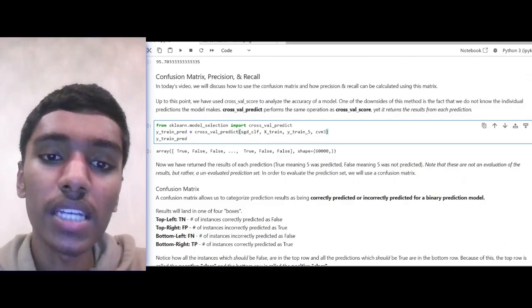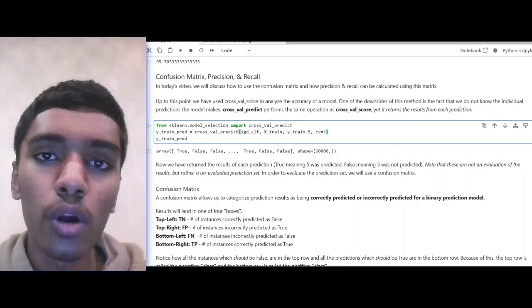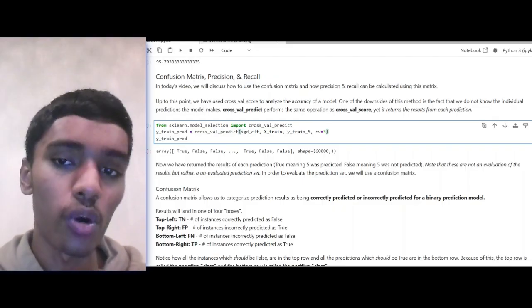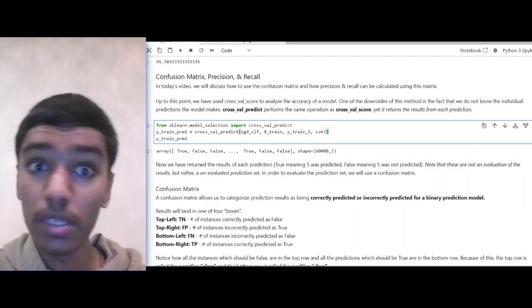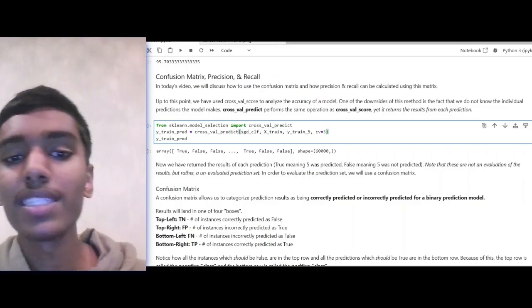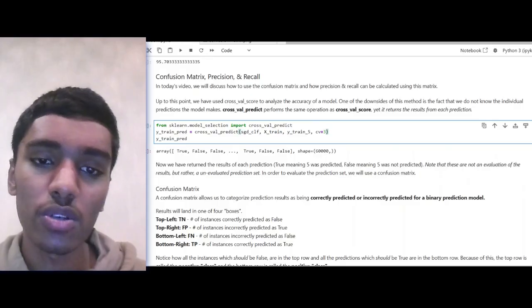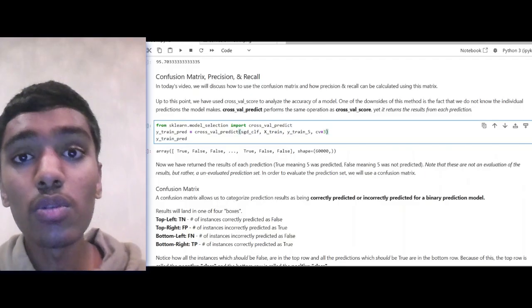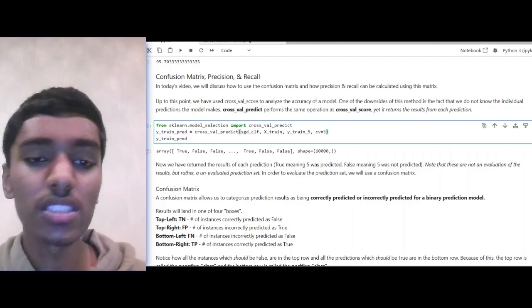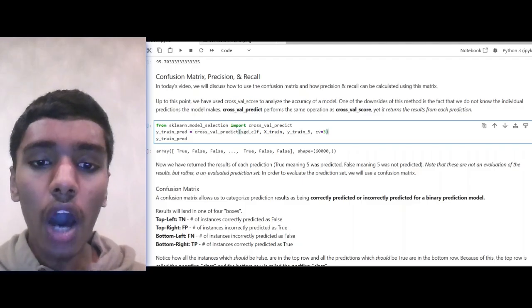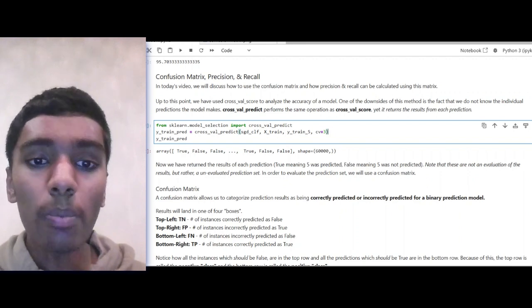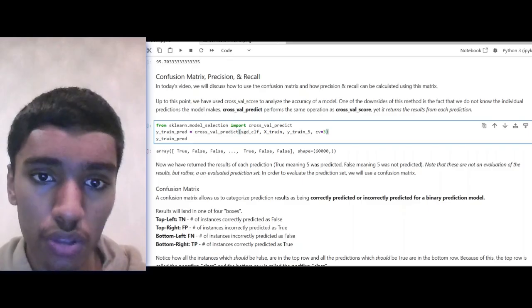The reason why is because we're going to be able to do a lot more with our predictions compared to what we did before. Remember, the cross-validation score, which is what we've been using up to this point in previous tutorials, simply tells us the percent of accuracy or the root mean squared score or something like that. But if we know what our individual predictions are, we're able to do a lot more with them. We can calculate, for example, of the instances that are actually true, how many of them did the model predict as being true?